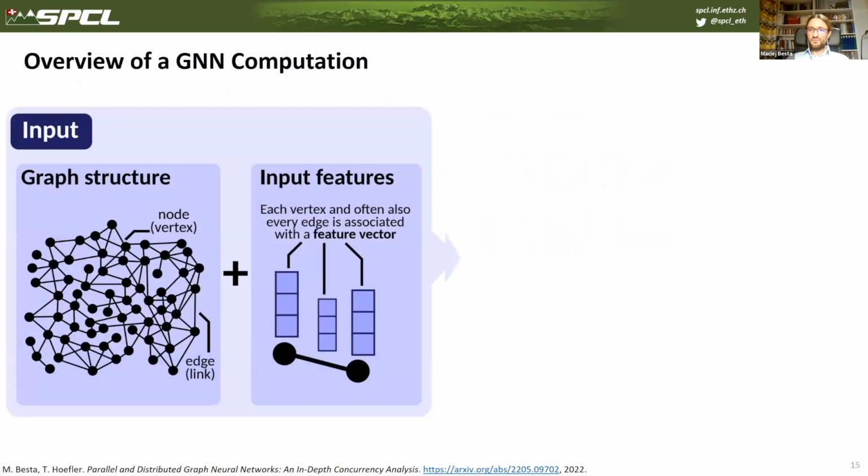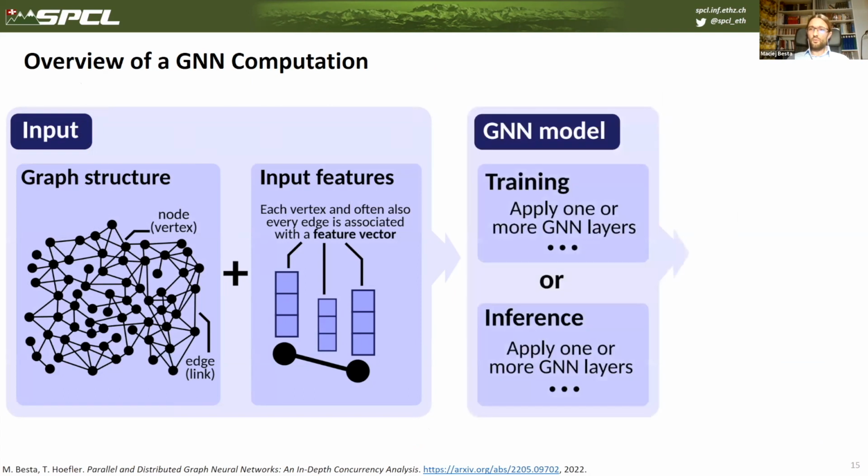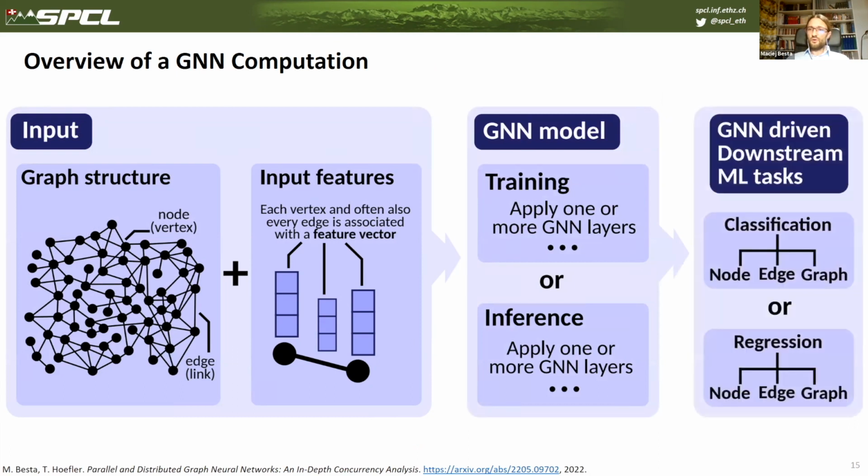So let's start with the recap of some important parts about GNNs. At the very beginning of a whole GNN computation pipeline, we provide the input, which consists of the graph structure, and also our input feature vectors for vertices and possibly for edges. Then we run our input through a GNN model, which might include training and or inference, and we finalize with taking the outputs and running them through our downstream machine learning tasks such as classification or regression of edges, nodes, or whole graphs.